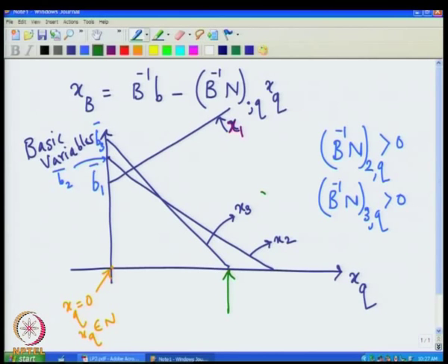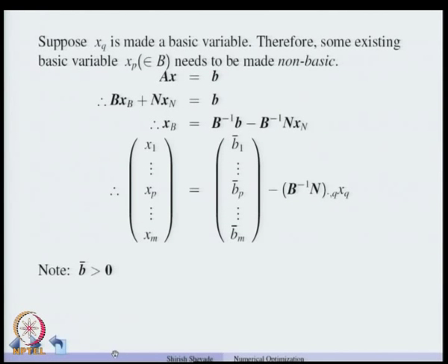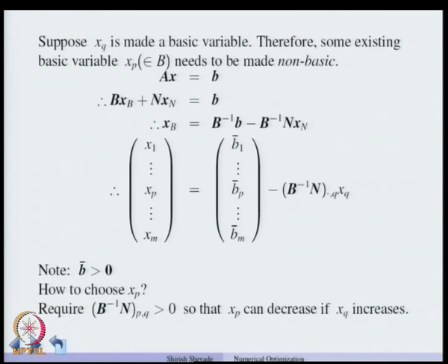So, we are going to see this now. The xp is chosen based on the qth column of the B inverse N matrix. In particular, xp can be chosen such that B inverse N pq has to be greater than 0, so that xp can decrease if xq increases. Which means that if xq is increased from 0 to some positive value, xp can be decreased from a current positive value to a value 0, which means that xp can be made non-basic while making xq a basic variable.